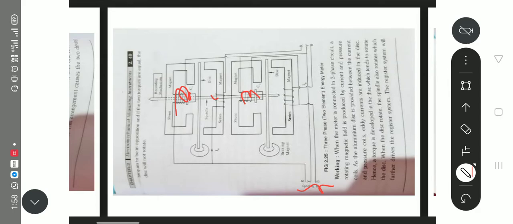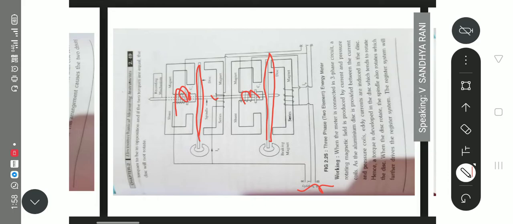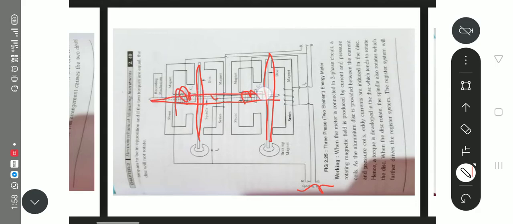The deflecting torque from both the coils will be the same, and whenever the torque is developed, the aluminum disc will rotate. The aluminum disc is placed in between the shunt magnet and series magnet. When the aluminum disc rotates, the spindle also rotates. Why? Because the spindle is also connected with the aluminum disc. Whenever the aluminum disc rotates, slowly the spindle also rotates.